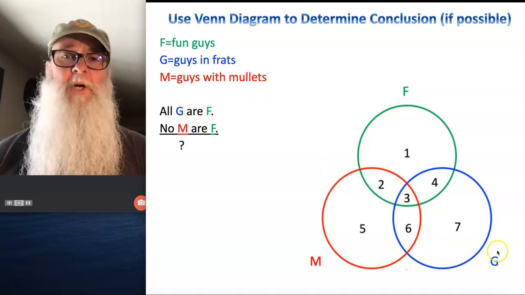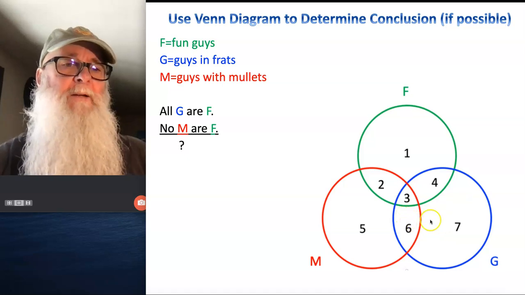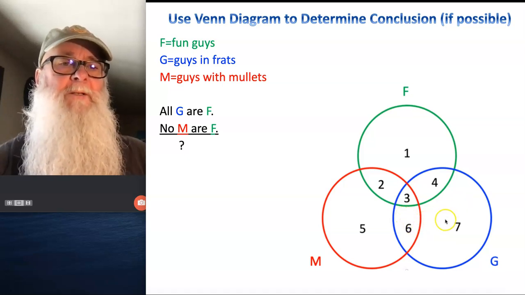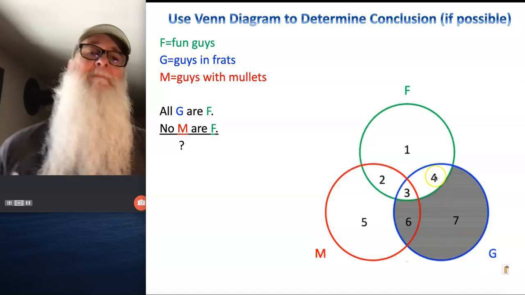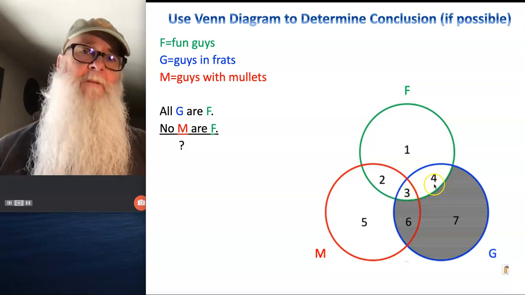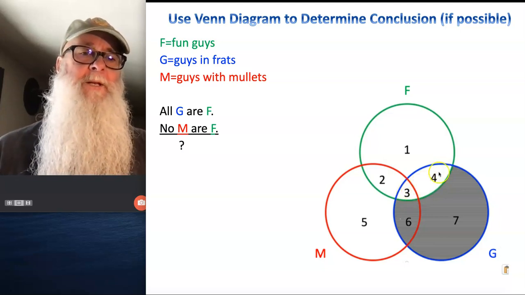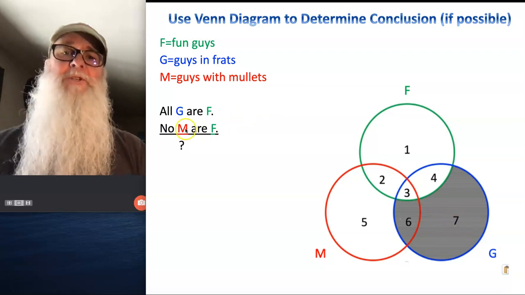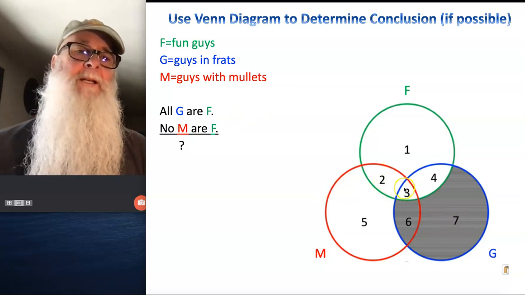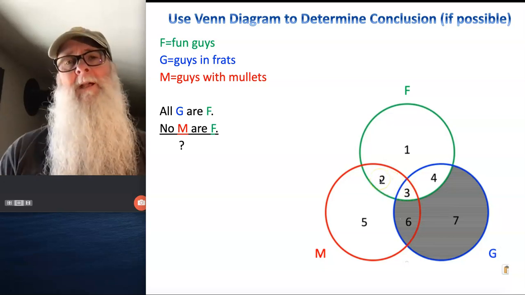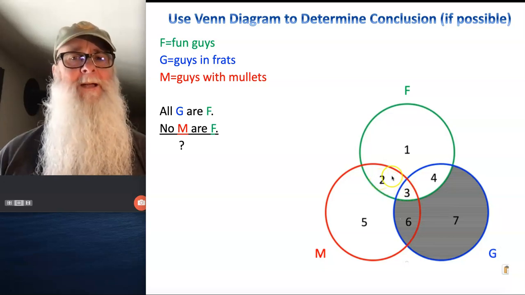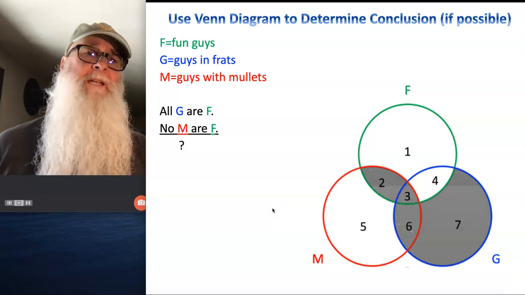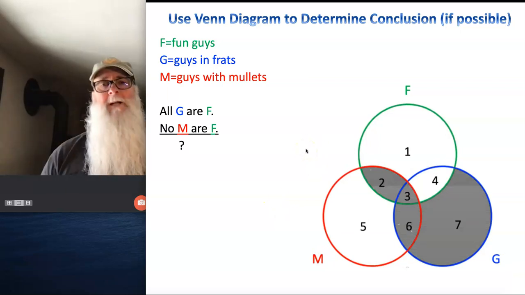So to show that all G are F, we're going to have to eliminate areas 6 and 7 as areas open for membership, because if all G are F is true, then all the G's would be up here in areas 3 and 4 and not in 6 and 7. Now we can mark our second premise, no M are F, so we're going to have to eliminate areas 2 and 3 because those are areas where the M and the F circles overlap, and if no M are F, there can't be anything in there. Okay, now we've marked our premises.